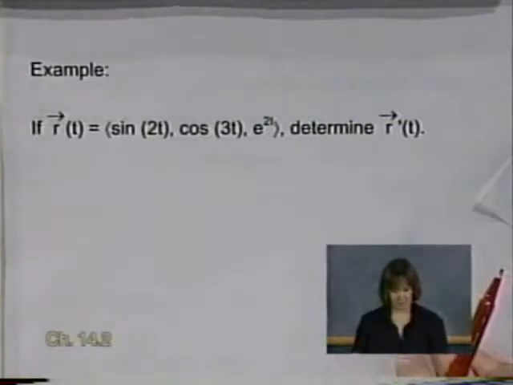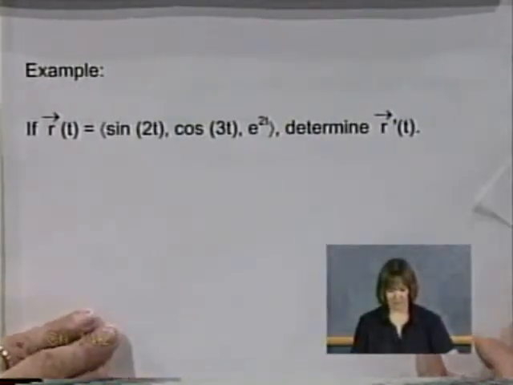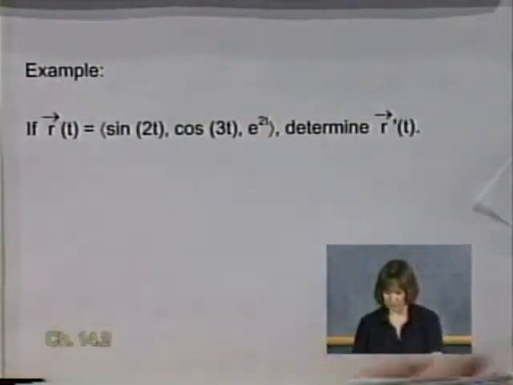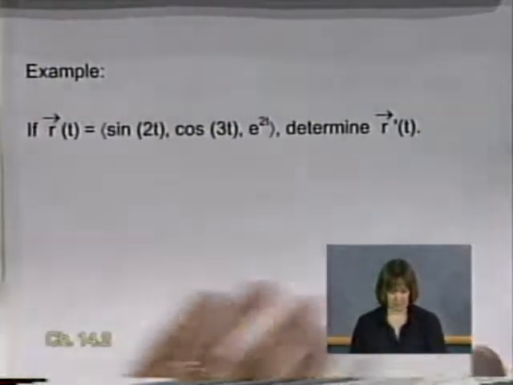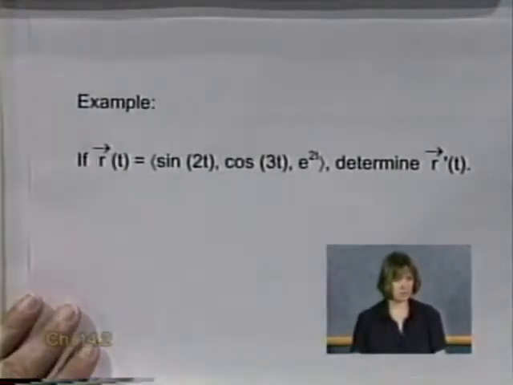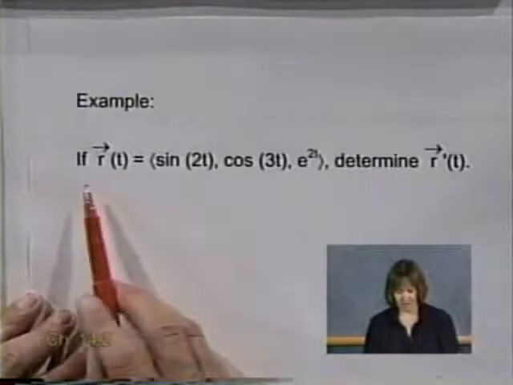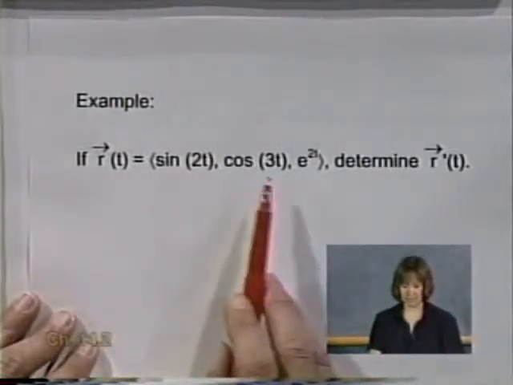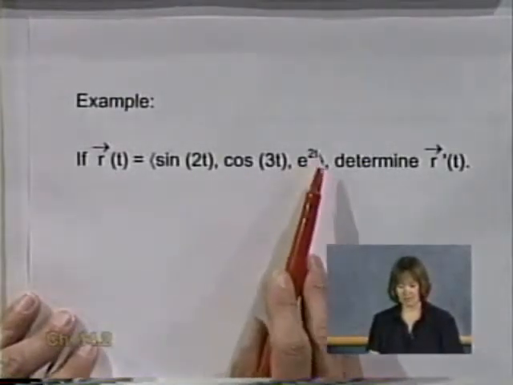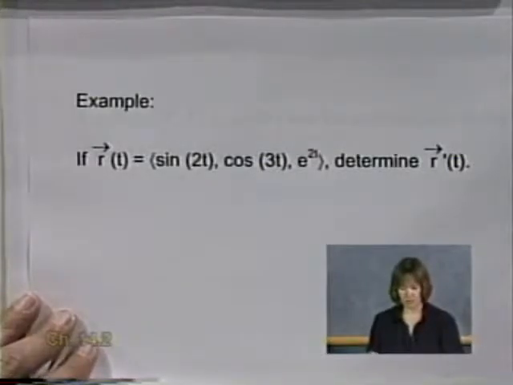Okay, a couple things we've got to do. Let's go over them. Simple little problem right here. The reason I threw this in is some of us are Calc 1's a little bit rusty, so I thought it might be a good idea to go over these. If vector r of t is sine of 2t, cosine of 3t, e to the 2t, determine r prime of t.